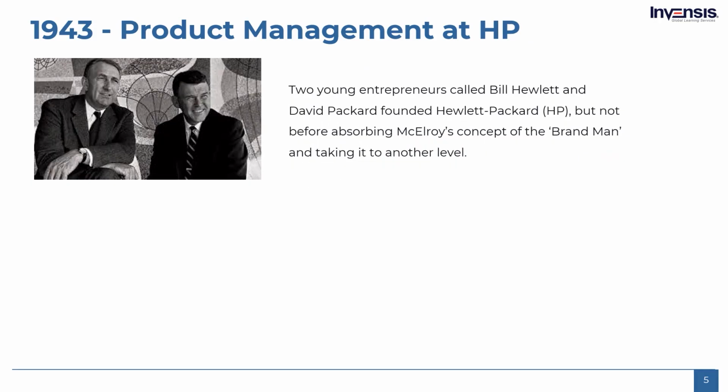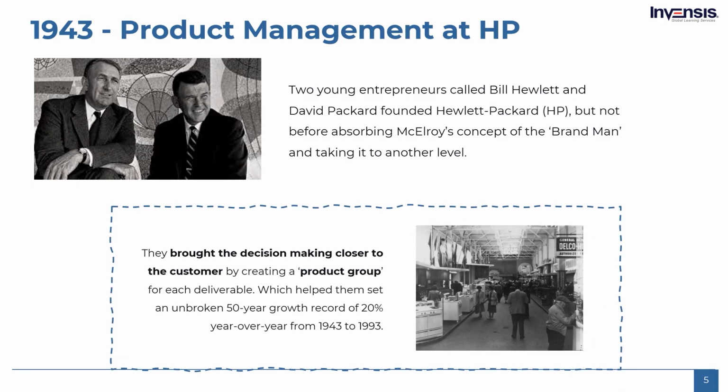McElroy's influence over the modern business world didn't end with his memo. In the late 1930s, he became a valued influencer for young entrepreneurs, Bill Hewlett and David Packard, who absorbed McElroy's concept of the brand man and took it to the next level. They brought the decision-making closer to the customer by creating a product group for each deliverable. Each product group is an autonomous, self-sustaining entity responsible for conceptualizing, producing, and marketing its products. This helped them to set an unbroken 50-year growth record of 20% year-over-year from 1943 to 1993.